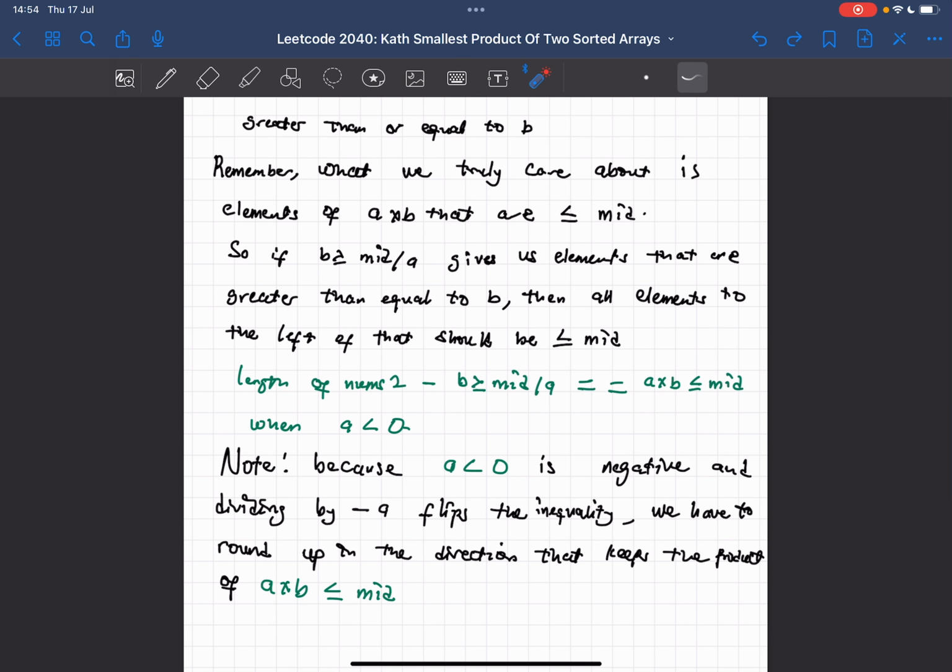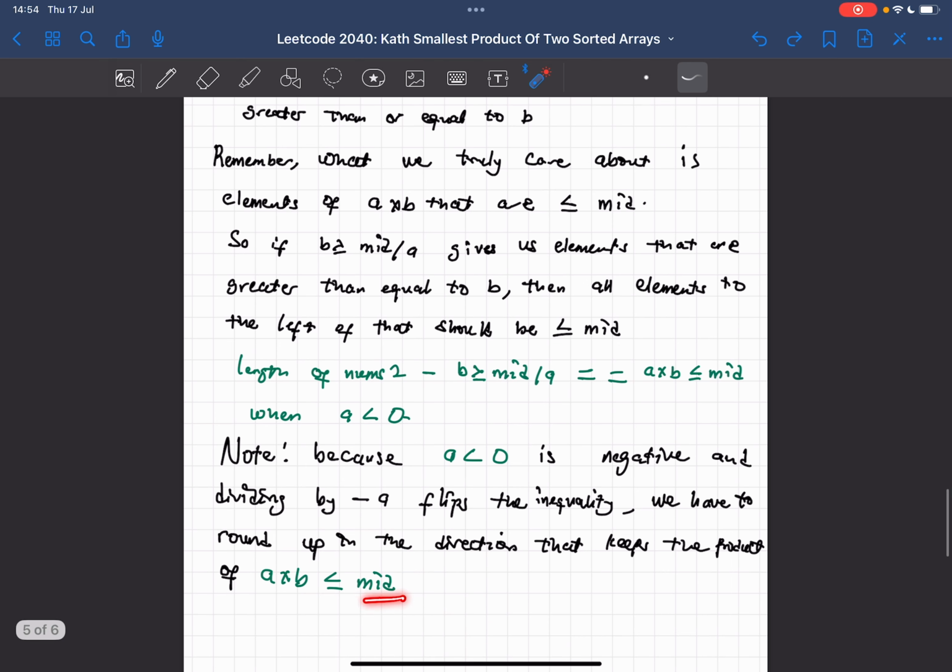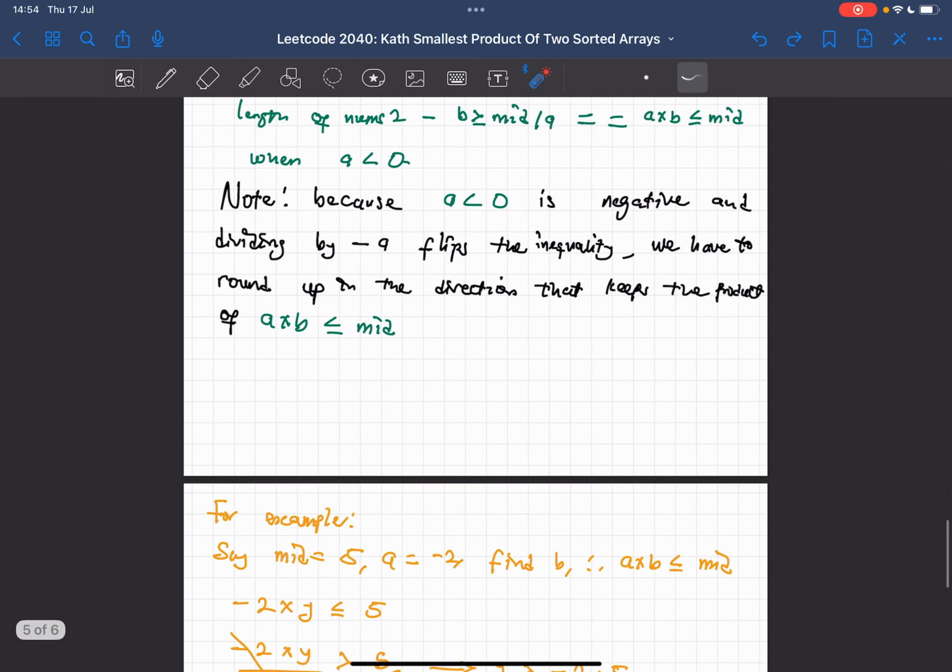Note, because a is negative, and dividing by a negative sign in an inequality flips the inequality, we have to round up in the direction that keeps the product of a times b correct. Again, this is what we want. This is really the crux of the matter. This is what we really care about. And I'll give you an example.